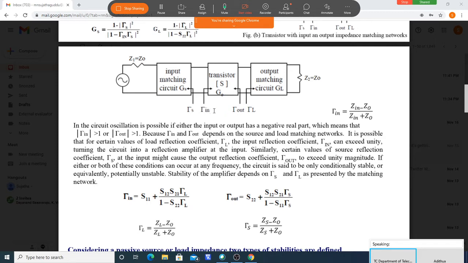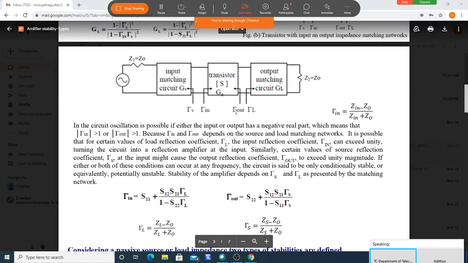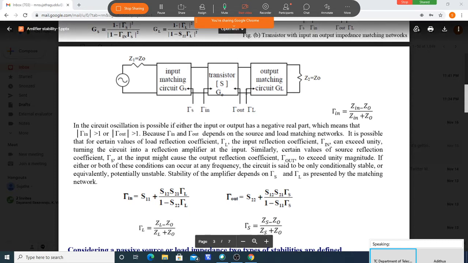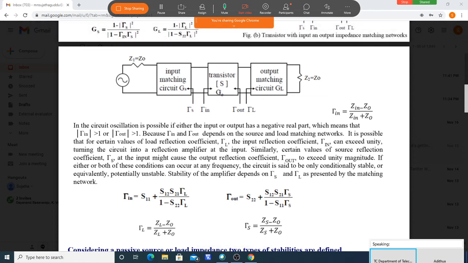See, this Γin may become greater than 1. Similarly, this Γout may become greater than 1. Then what happens? The system starts to oscillate. It doesn't maintain its gain, whatever you set at that particular value. It may change the gain value; the gain may keep increasing, or it may come down. It is not able to maintain its operating characteristic, that is, the gain.